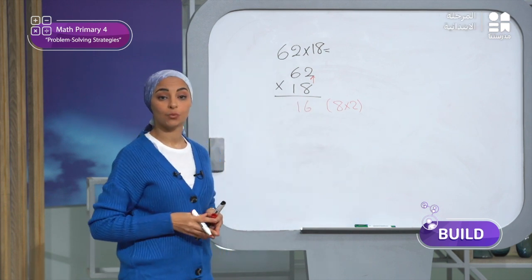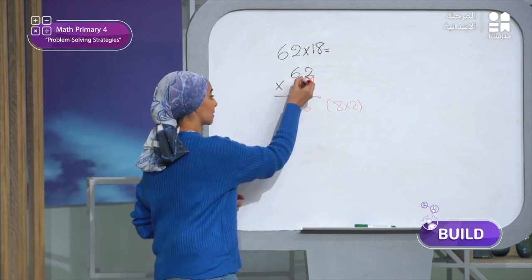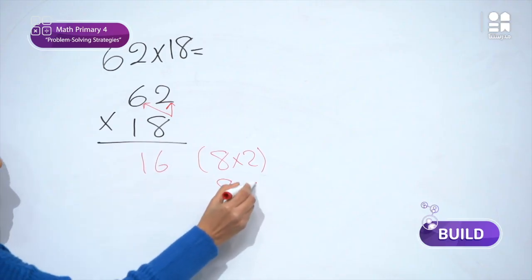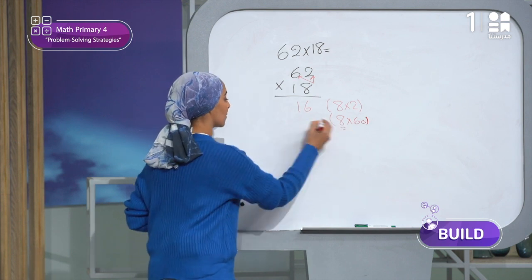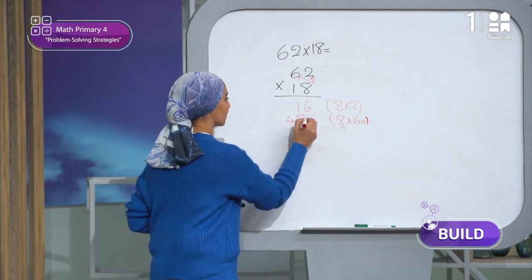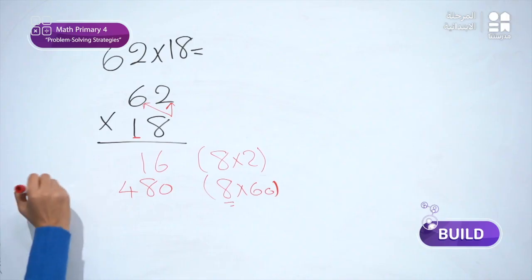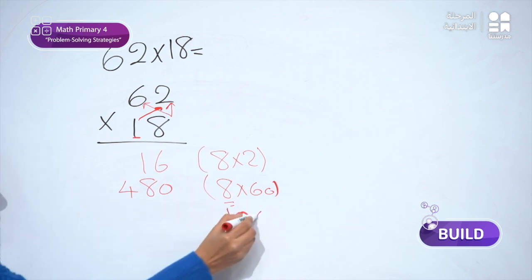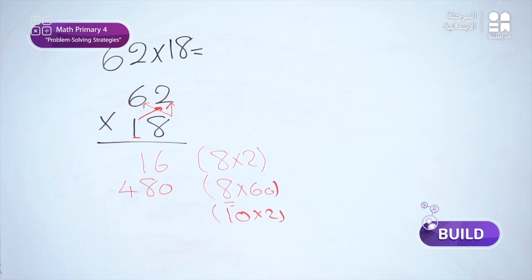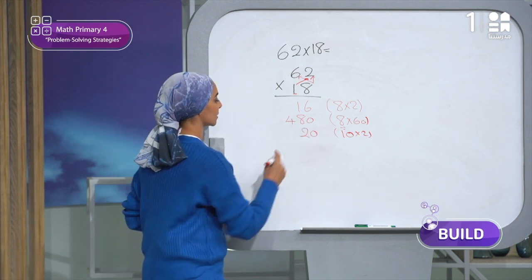Then, what should I do? Yes, I will multiply 8 times 60, right? 8 times 60. 8 times 60 gives me what? I know that 8 times 6 is 48. So the answer is 480, right? Then, what should I do? Yes, I will move to the tens. I will do 10 times 2, right? 10 times 2 equals what? Of course, 10 times 2 gives me 20. So I will write it under the ones and tens.